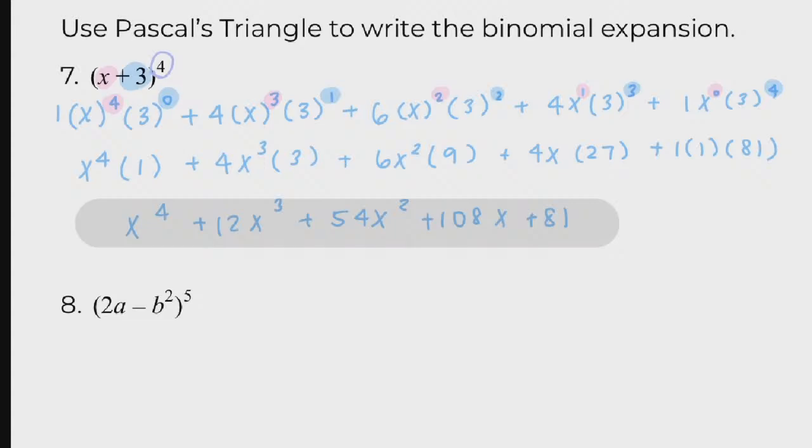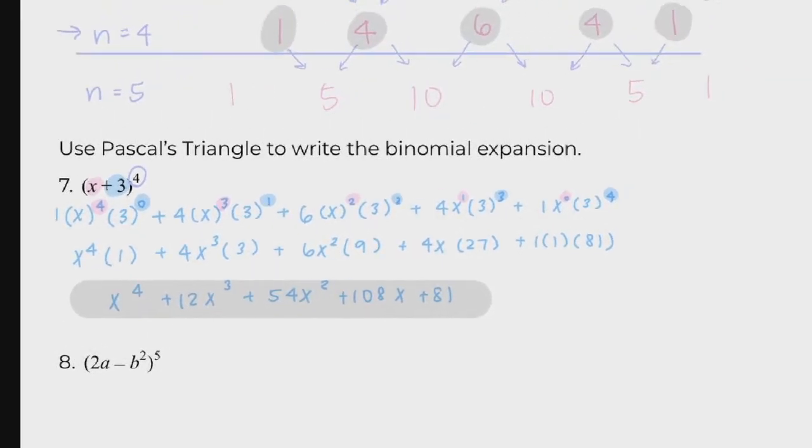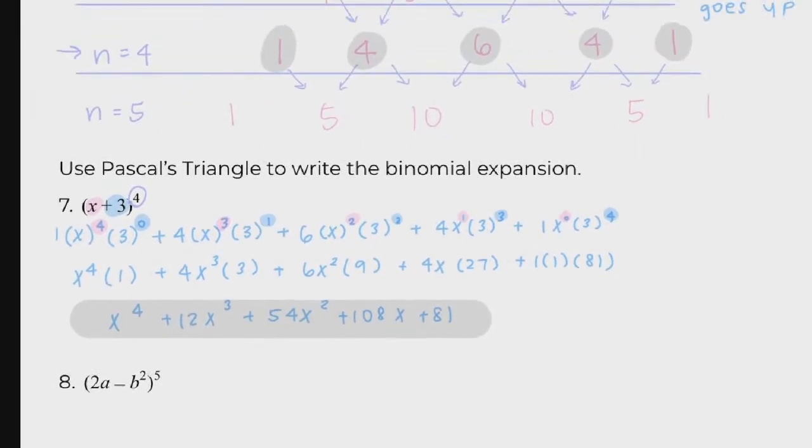Okay, for number 8, we have 2a plus b minus 2 squared to the 5th power. So this time our exponent is 5, so we're going to look at the 5th row.